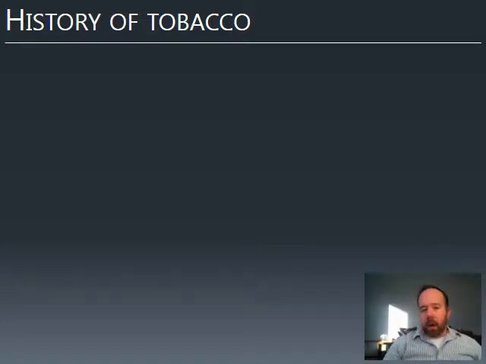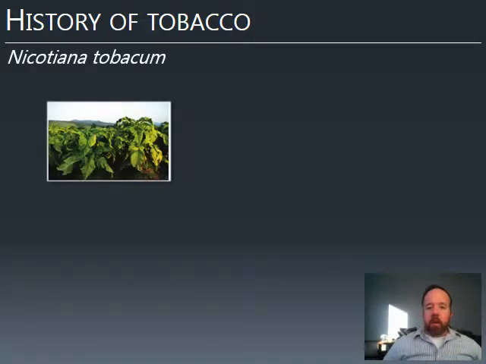Okay, so moving on to tobacco. Tobacco is a plant. It's a natural product. And the species that's most commonly used is Nicotiana tabacum. So that is a large leaf plant. There's also Nicotiana rustica, and that distinction has some historical importance.